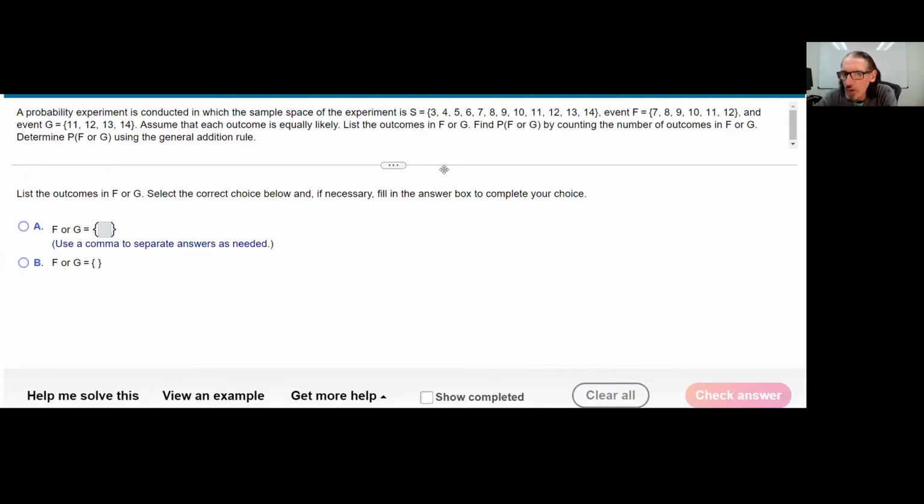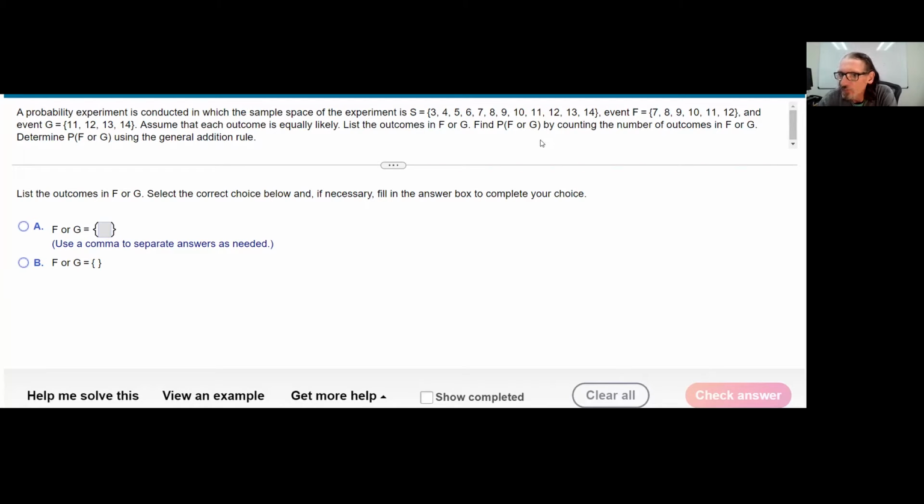In this question, we have a sample space that involves all of the integers from 3 to 14. Then we have an event F with all the integers 7 to 12, an event G with all the integers from 11 to 14. Assume that each outcome, so let's see, I believe we've got 12 outcomes. 14 minus 3 is 11, should be one more than that. 1, 2, 3, 4, 5, 6, 7, 8, 9, 10, 11, 12.